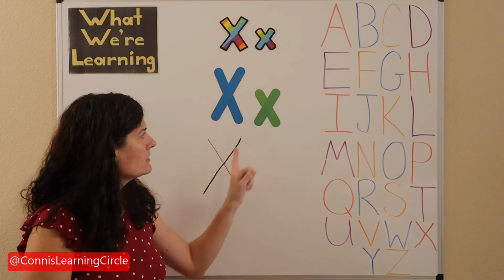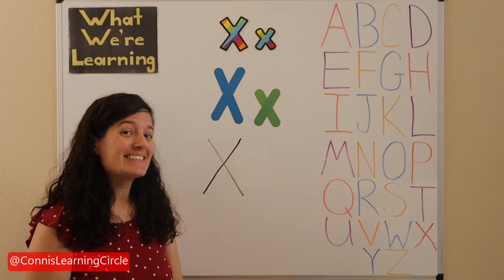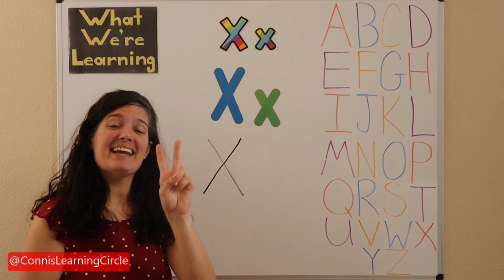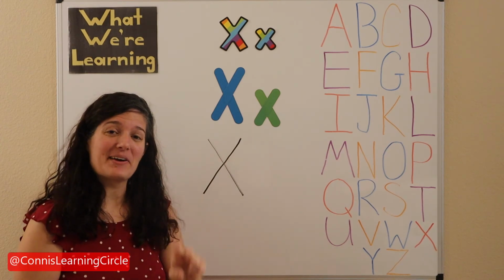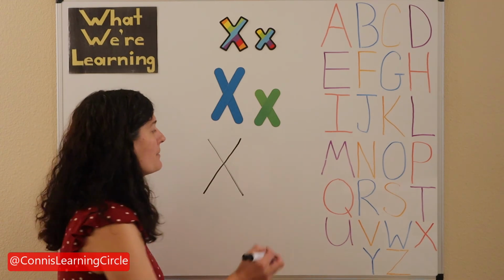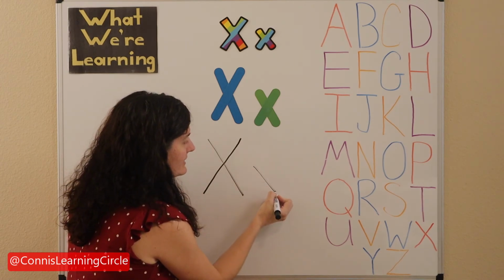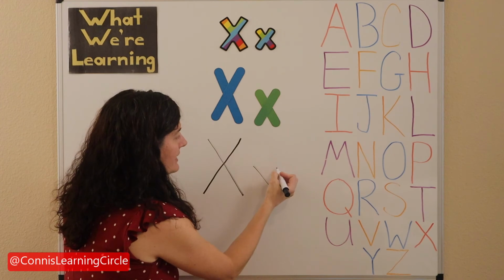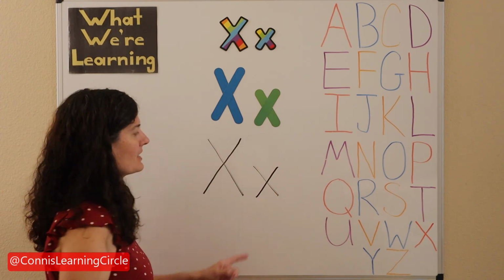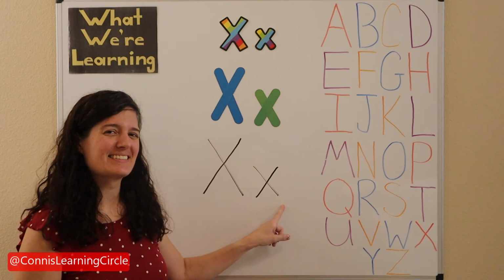Now, our lowercase letter X, how many lines does it have? That's right, it has two lines also. And we still start where? At the top, always at the top. We have one little short line down like this, and then another little short line down like that. Our lowercase letter X.